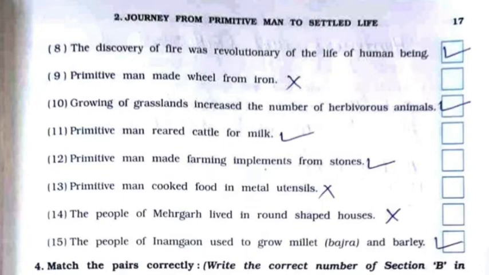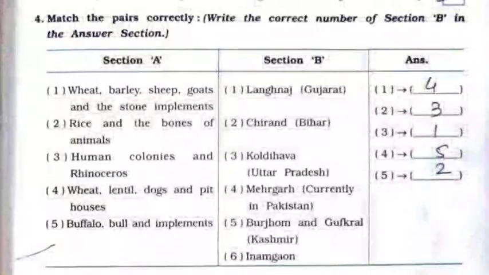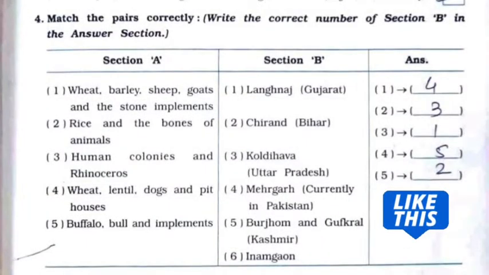It is true. 13th, primitive man cooked food in metal utensils. It is false. 14th, the people of Mehergarh lived in round-shaped houses. It is false. 15th, the people of Inamgaon used to grow millet, that is bajra, and barley. It is true. Now we'll continue with question number 4, that is match the following.